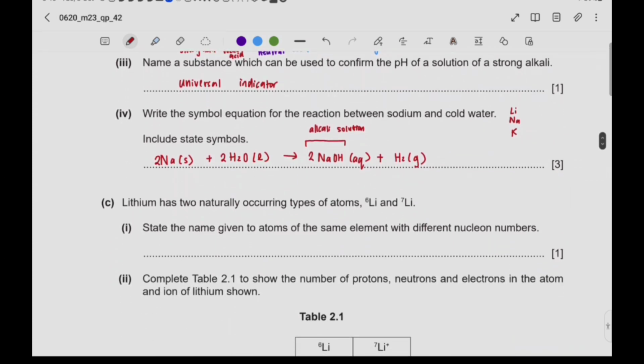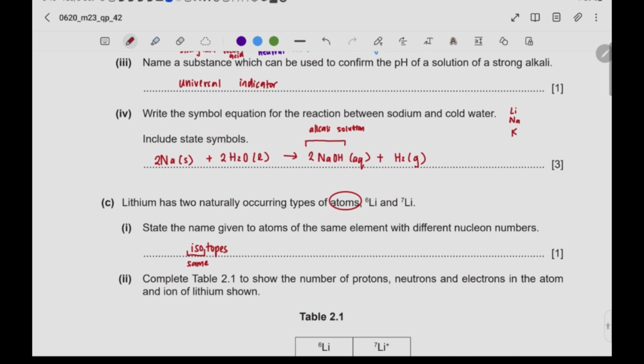Whenever you see the same type of element but different atoms, you can see the atoms are different, right? But they are the same element, because an element is the same type of atom, like lithium and lithium together, right? So it's always known as isotopes, because the word iso means same.